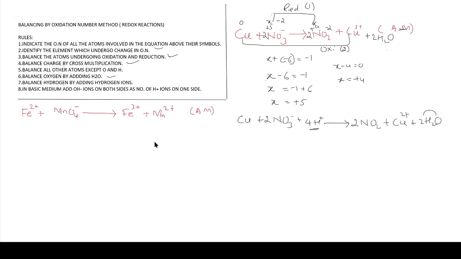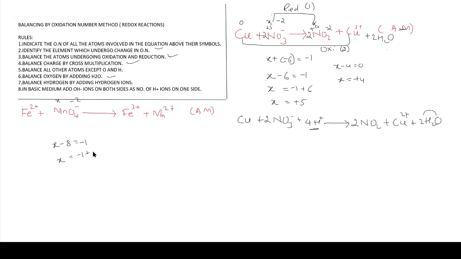Okay, let's take one more example here using this set of rules. So again, the first rule says that we have to indicate the oxidation number of atoms. It's already given here, it's plus 2, and we know that oxygen in most of its compounds has oxidation state of minus 2. So let us find the oxidation number of manganese, x, and 4 into 2, that is minus 8. It will be equated with the charge, that is minus 1. So x minus 8 equals minus 1.